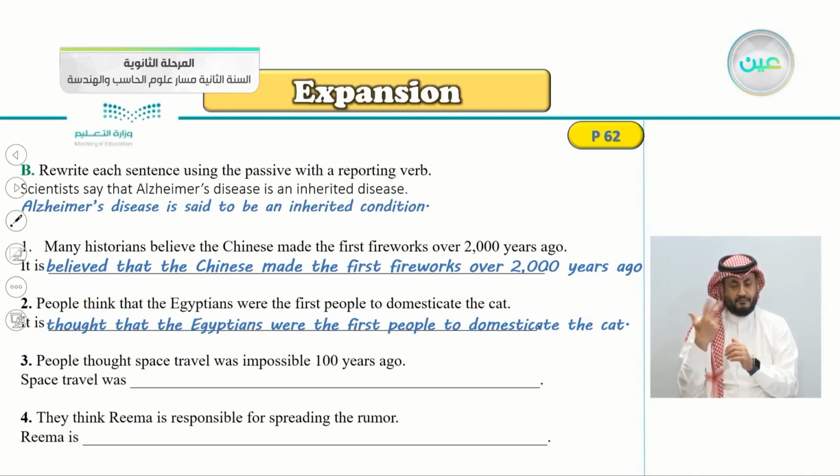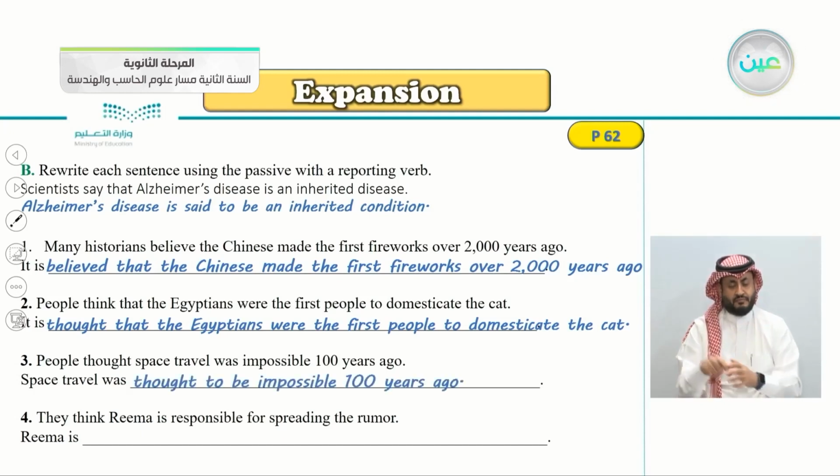Number 3, people thought space travel was impossible 100 years ago. So space travel was, let's see the correct answer here, was thought to be impossible 100 years ago. Number 4, they think Rima is responsible for spreading the rumor. They think, so we have think here.